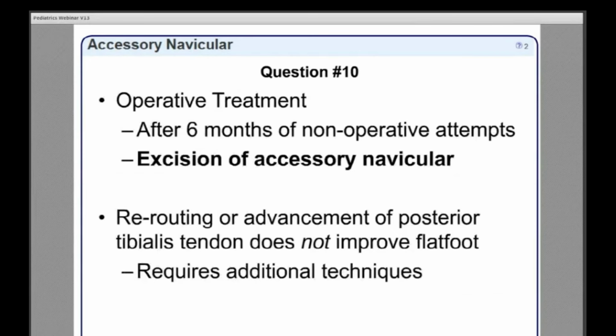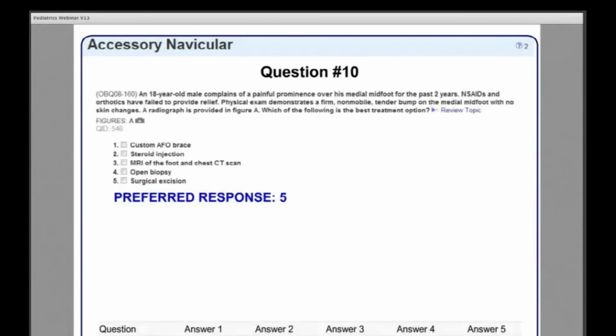Operative treatment is indicated after 6 months of non-operative attempts, and this involves excision of the accessory navicular. Rerouting or advancement of the posterior tibialis tendon does not improve an associated flat foot. In order to correct that, you would need to do additional techniques. So knowing this information about the accessory navicular, you are able to select choice 5, surgical excision, and almost everyone made that response.